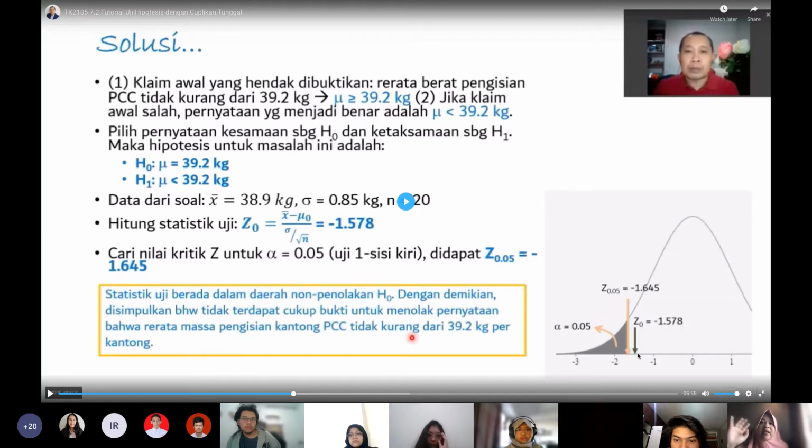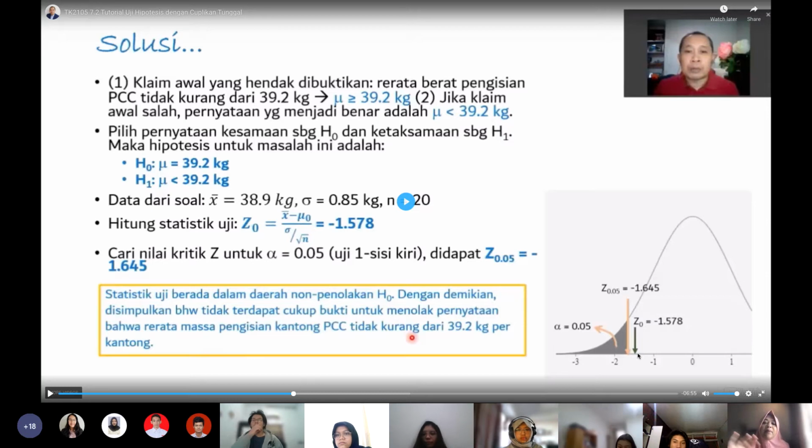We can say, okay, the statement is correct. So statistically, we can't say, oh, pernyataan itu benar. We cannot say that. So we have to say that there is no enough evidence untuk menolak pernyataan. Okay, so this the statement would be tidak terdapat cukup bukti untuk menolak pernyataan bahwa rata-rata massa pengisian kantong PCC tidak kurang dari 39,2 ya.